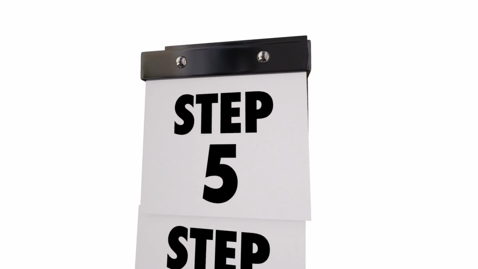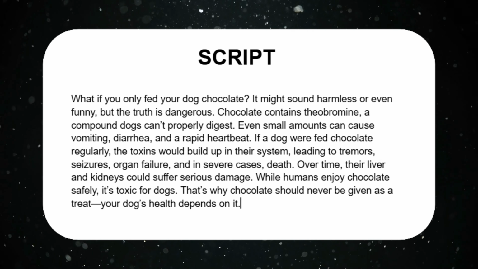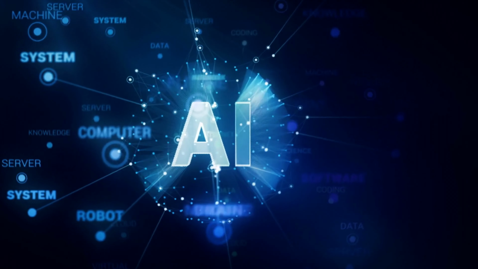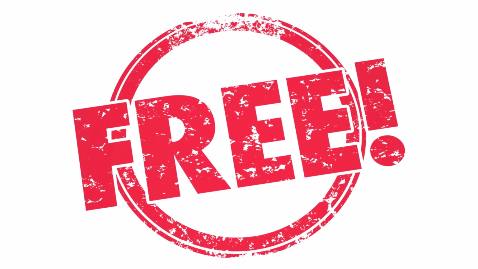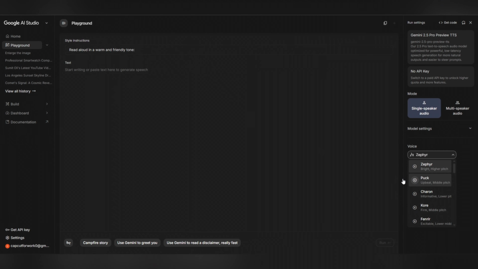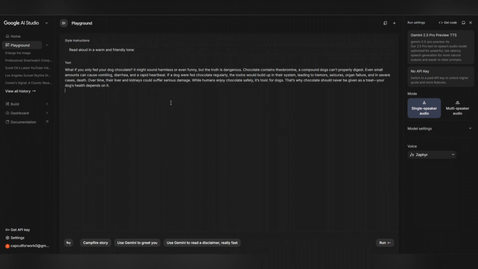Step 5. To transform your script into a voiceover, use any AI voice generator you prefer. There are numerous excellent tools available online, both free and paid. For this tutorial, I'll be using Google AI Studio because it's completely free and easy to operate.